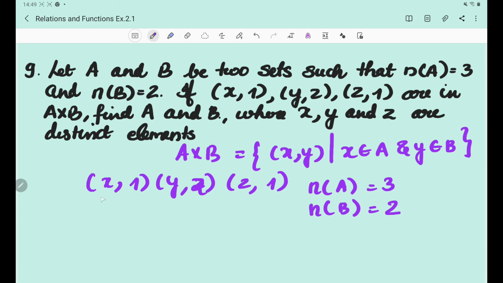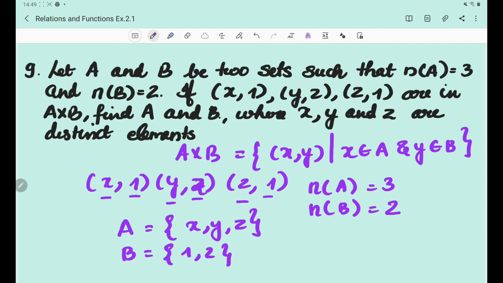Also, we know that all the first elements of the ordered pairs are the elements of set A. So x, y, z are the elements of the set A. And also we know that all the second elements of the ordered pairs are the elements of set B. So 1 and 2. It is already given in the question that there are two elements in B and three elements in A. So the elements of A are x, y and z, and the elements of B are 1 and 2. So that's all for problem number 9.